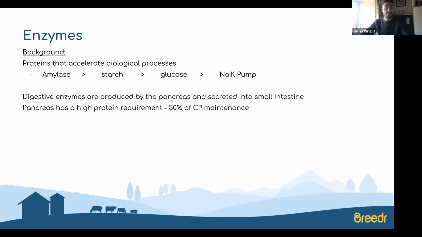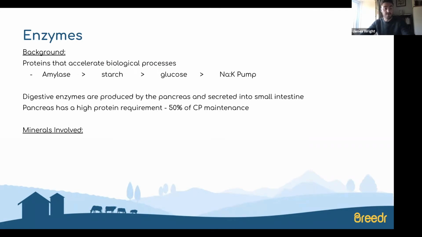And the pancreas has a really high protein requirement. So an animal has a protein requirement for maintenance, so just generally looking after herself without growing, lactating or pregnancy. So general maintenance, and half of that requirement goes straight to the pancreas, because the pancreas is pumping out those enzymes, which are made of protein.